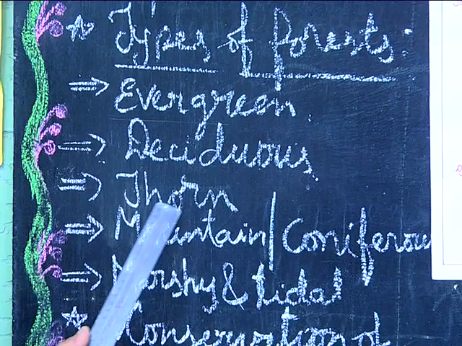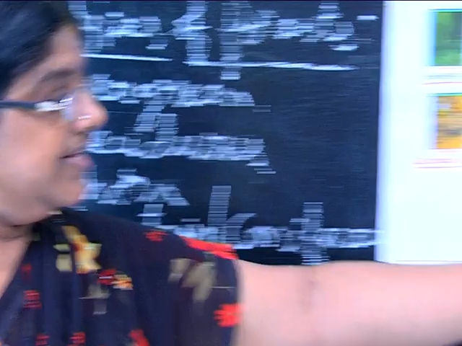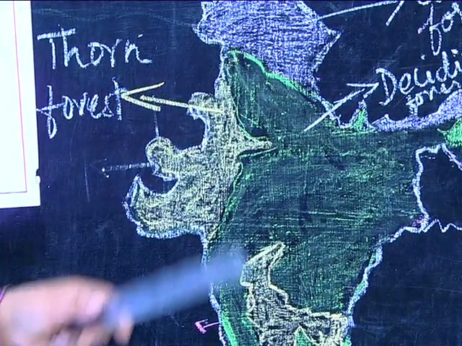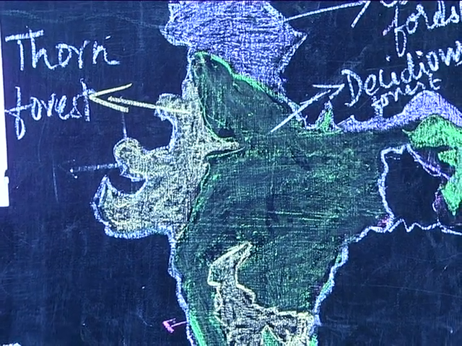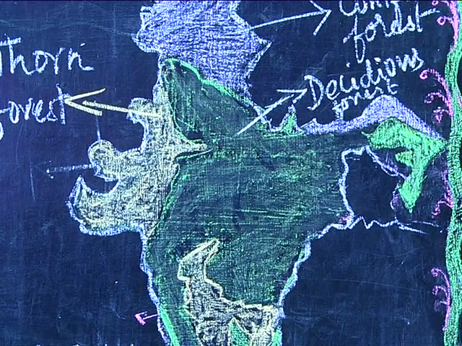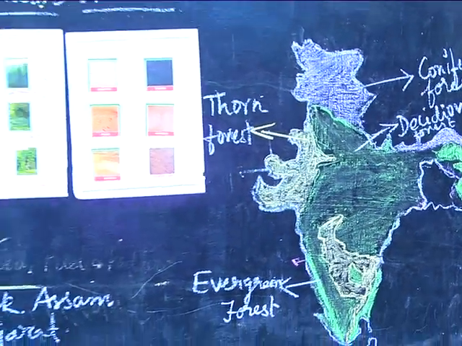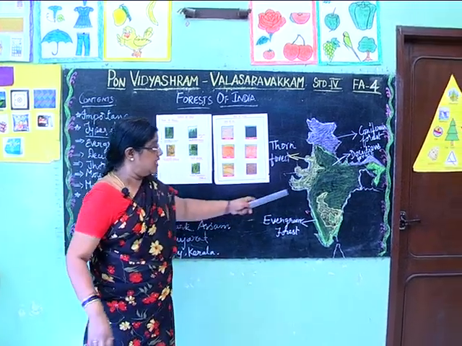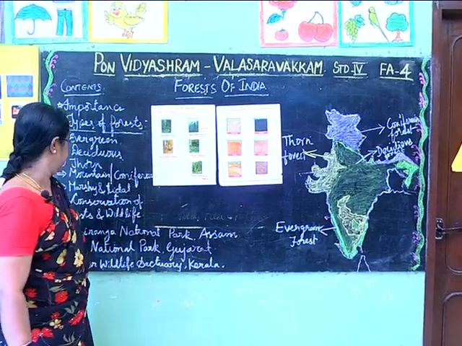Then thorn forest. Where are these thorn forests found? Naturally in the desert region, because in the desert region we don't see any thick vegetation. Only small thorny bushes are seen in this region. Why thorny bushes? Because leaves are prone to transpiration, and to protect itself the leaves are reduced to spines. Thorny bushes and burrowing animals are seen in the sandy desert.